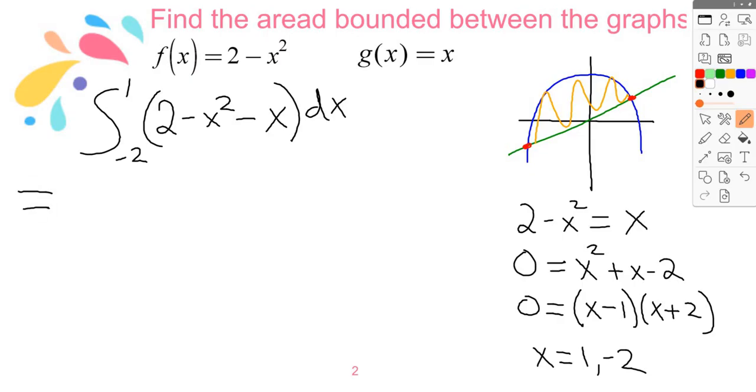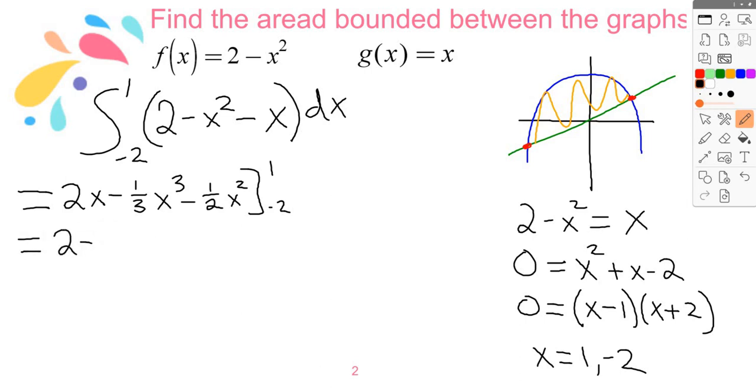What's the antiderivative of 2? 2x. What's the antiderivative of -x squared? -x cubed over 3. And then the antiderivative of -x is -x squared over 2. And we are going from -2 to 1. Which one do we plug in first? 1. So I get 2 minus 1/3 minus a half. And then I'm subtracting, plugging in a -2.